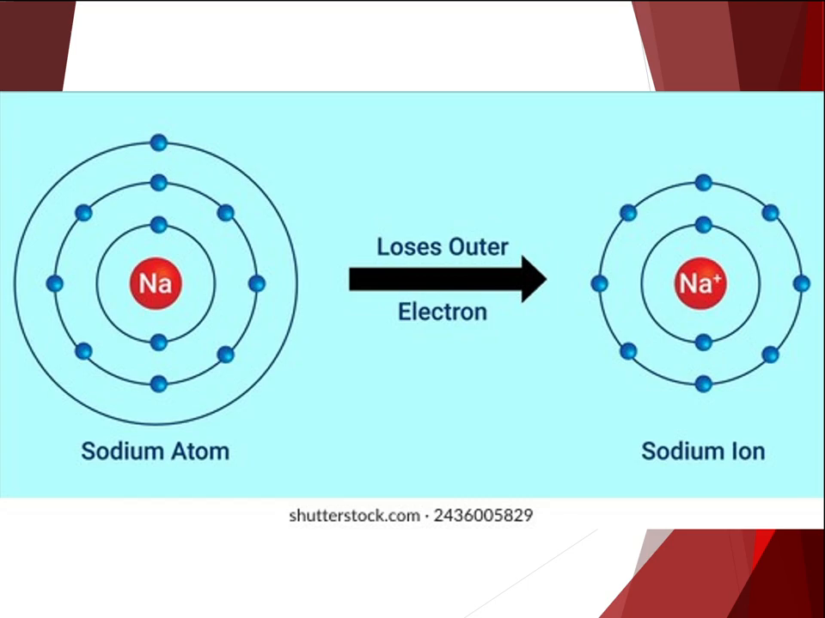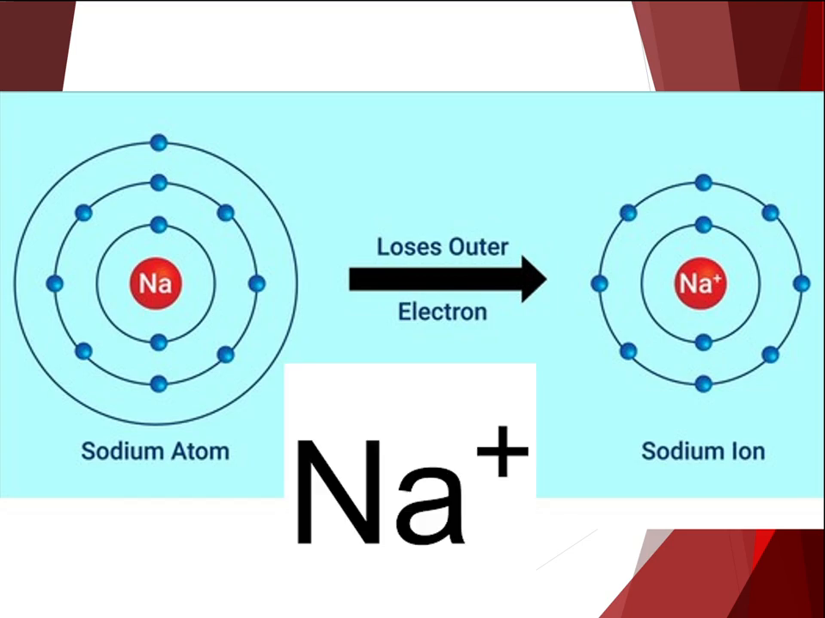For example, the atom of sodium holds 1 electron in its outermost valence shell. The next inner shell already holds 8 electrons. So, when a sodium atom loses the electron in its outermost shell, the complete inner shell, which now becomes the valence shell, remains. And since the sodium atom has lost a negative charge, its ion will therefore have a net charge of 1 plus and is written as Na plus.